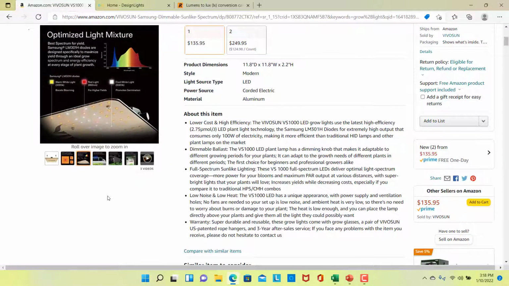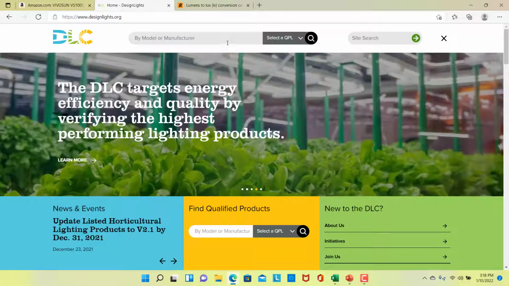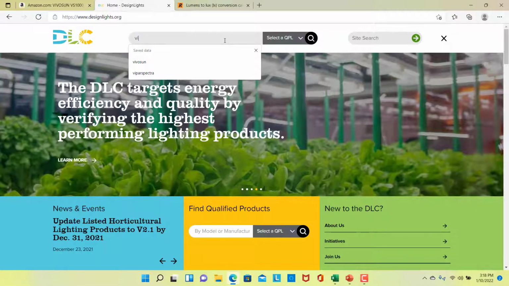But this is what they're saying, right? So how about, are they lying to us, right? Sometimes what they are reporting may not be accurate. Luckily, we have that DesignLights that we talked about. And how you can use this is you can just search for different manufacturers, right? So you go to a little search bar. This is a Vivosun.